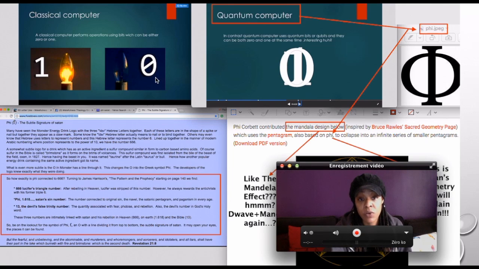The classical computer performs operations using bits, which can be either 0 or 1. So you have the 1 or the 0. That's a classical computer. Now, what a quantum computer does, in contrast, is use quantum bits or qubits, and they can be both 0 and 1, or 0 or 1 at the same time. So you have the 0 here.